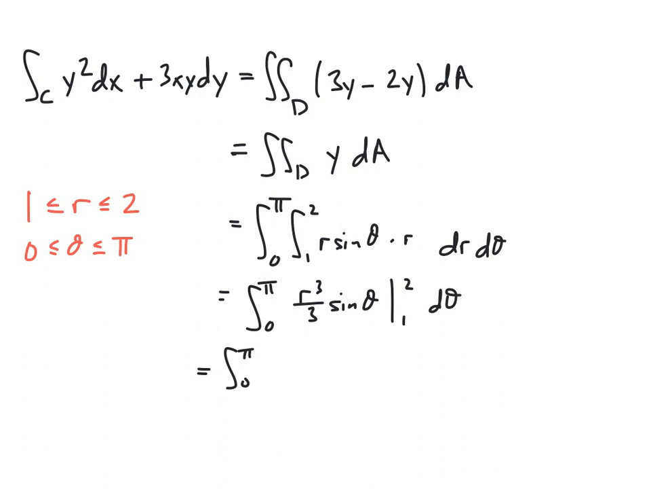So we have the integral from 0 to pi of the function 8/3 sine theta minus 1/3 sine theta, which of course will just be the integral of 7/3 sine theta.